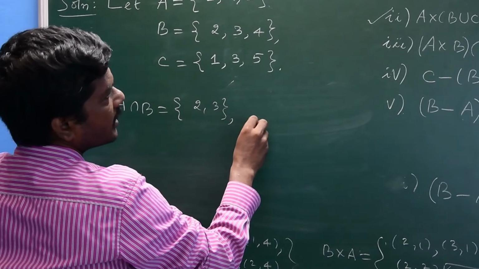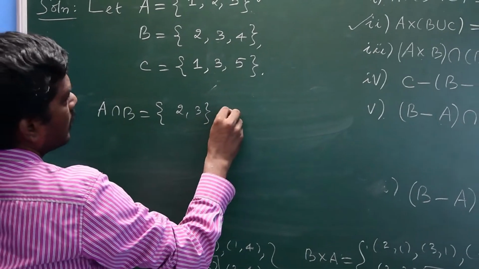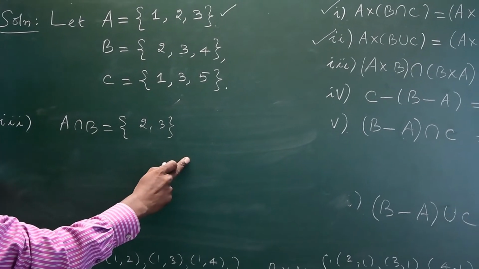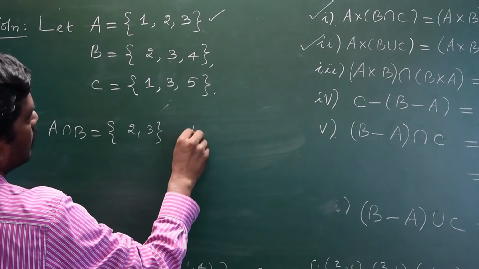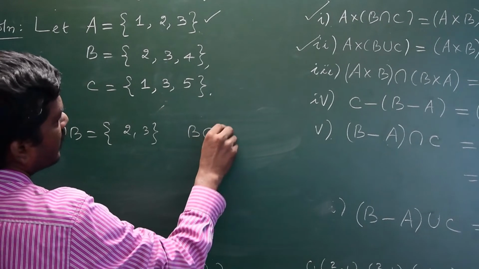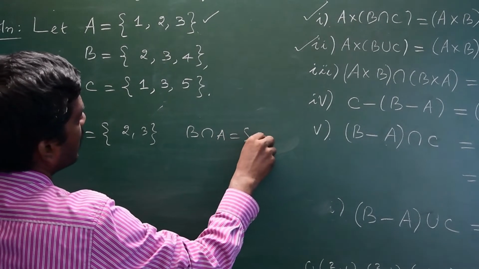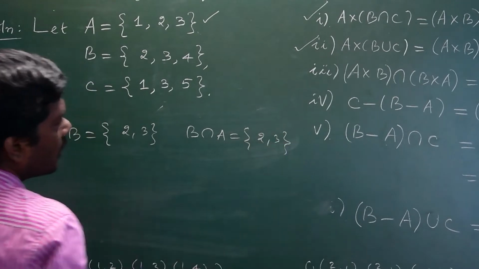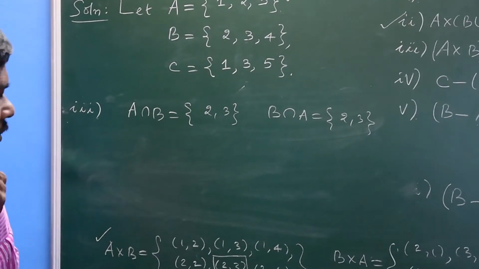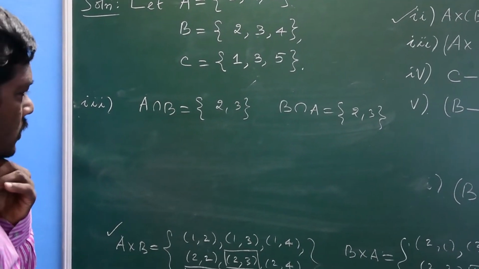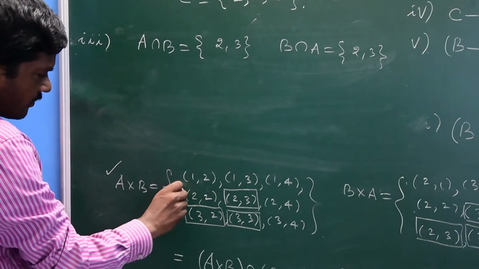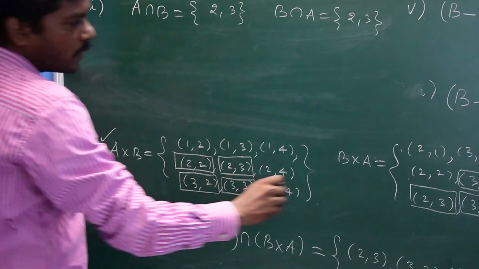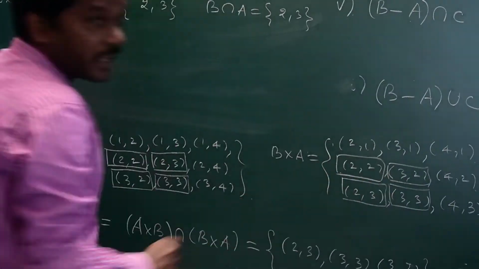And what is B cross A? B cross A also has the same number of elements. So B intersection A, that also has 2, 3. I think we have one more element in common here. See, we have one more element in common. 2, 2 is there. Here also 2, 2 is there.